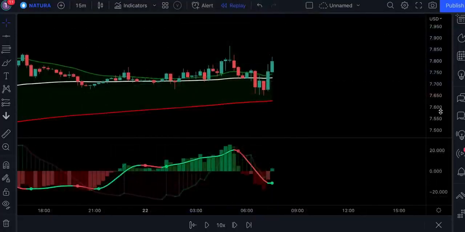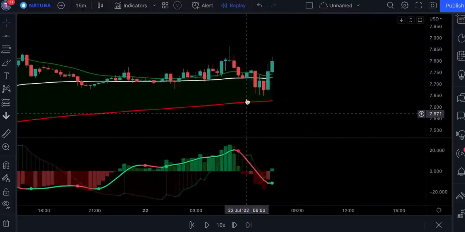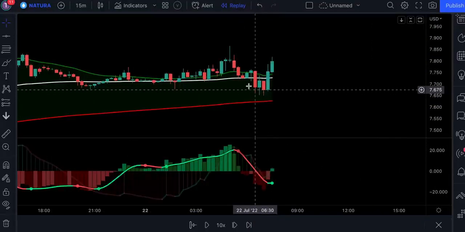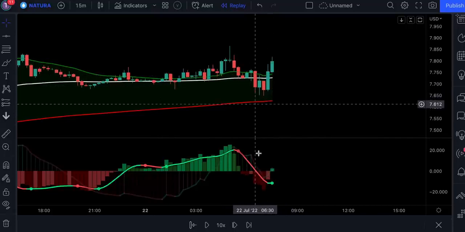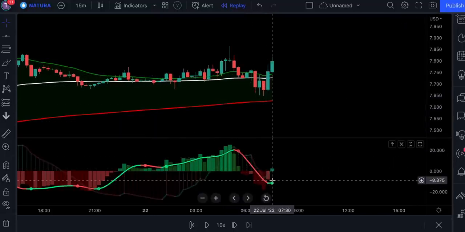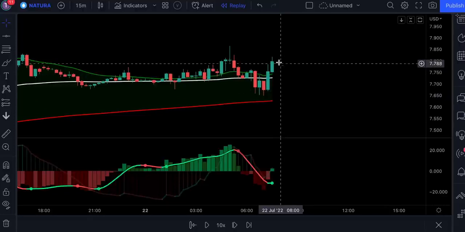Okay, let's see one more example. Here we see the EMAs are confirming the uptrend. The price action created a pullback into the 89 EMA. The BX trender issued a valid long signal, and at the same time the price action closed above the 21 EMA.